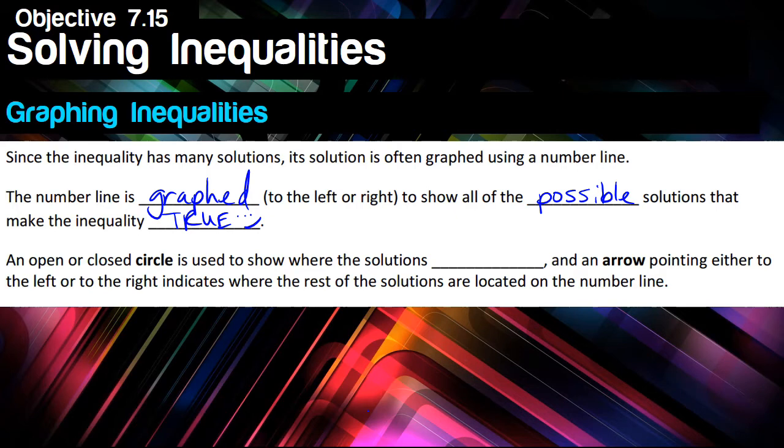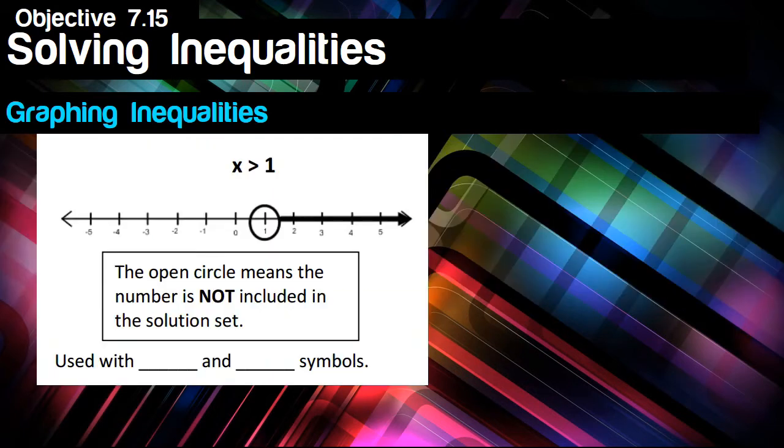An open or closed circle is used to show where the solutions begin. That's your fill in the blank. And an arrow pointing either to the left or to the right indicates where the rest of the solutions are located on our number line. So here we're given this inequality: x is greater than 1. Right now, the way this is graphed, it has an open circle on 1. This tells us that 1 is not included in our solution set, but we know that all the numbers to the right of 1 make this solution set true.